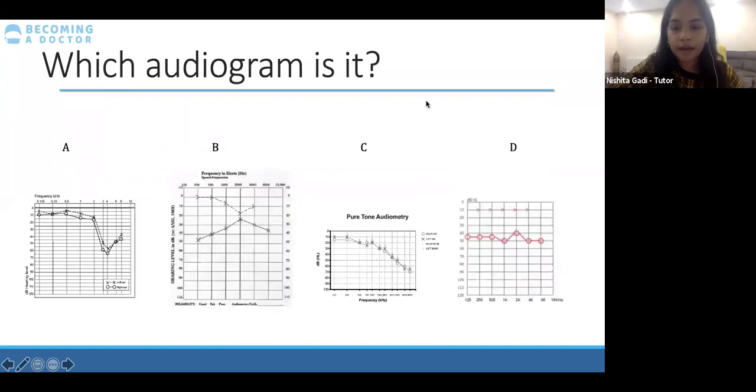Okay, so now we will do another question. Which audiogram is this? Okay, go for it.